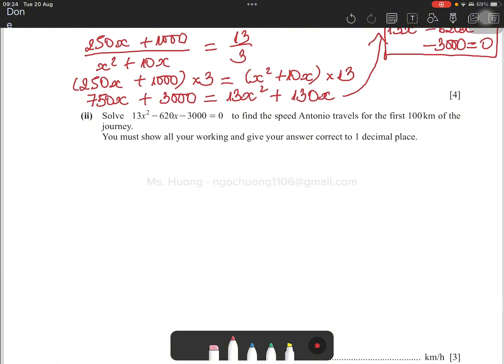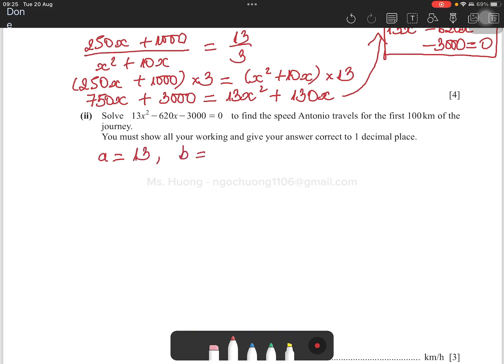Second question, solve 13x squared minus 620x minus 3000 equals 0 to find the speed Antonio travels for the first 100 kilometers of the journey. You must show your working and give your answer correct to one decimal place. In this case, it is a quadratic equation. A is 13, B is negative 620, and C is negative 3000.